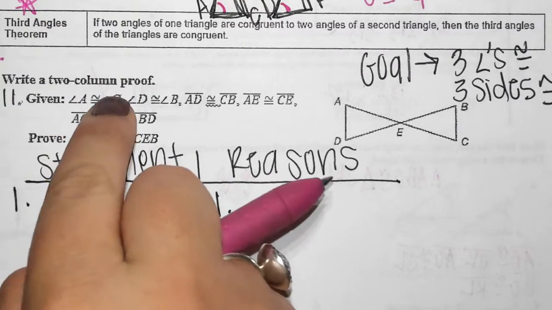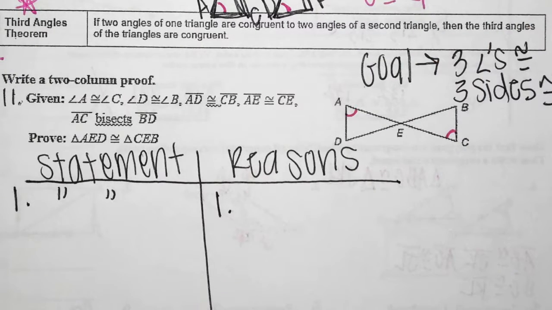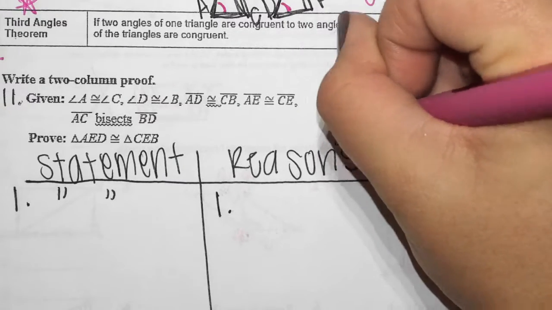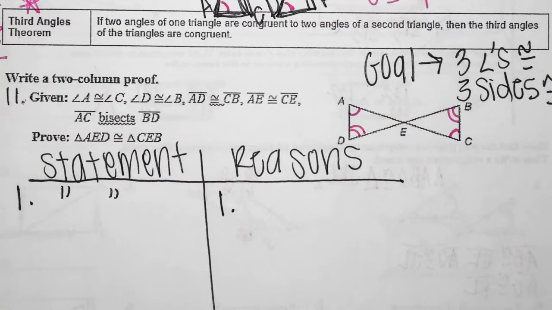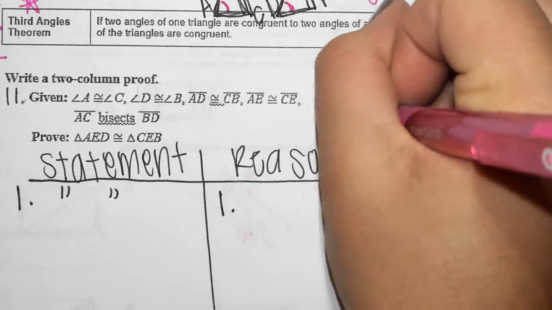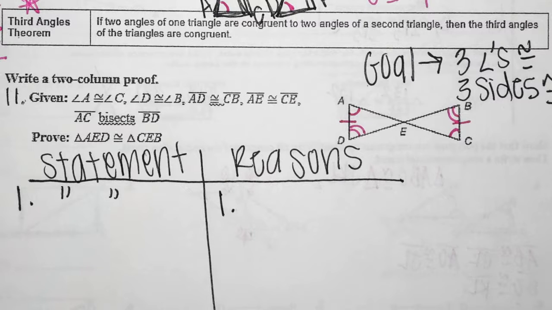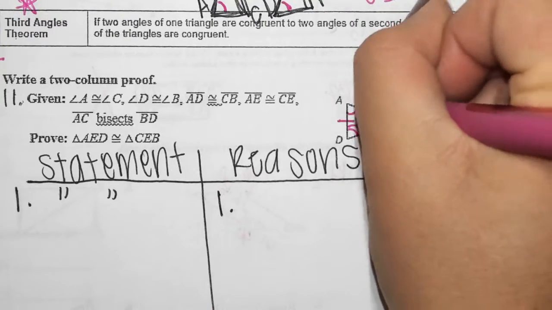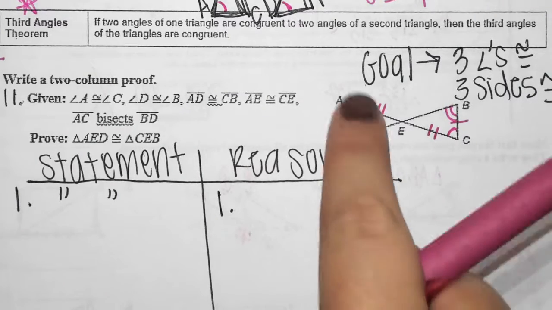Okay, so angle A is congruent to angle C. So 1 rainbow, 1 rainbow. Angle D is congruent to angle B. 2 rainbows, 2 rainbows. Line AD is congruent to CB. So 1 dash, 1 dash. AE is congruent to CE. 2 dash, 2 dash. So that's what they've given us. They've given us 2 angles and 2 sides.